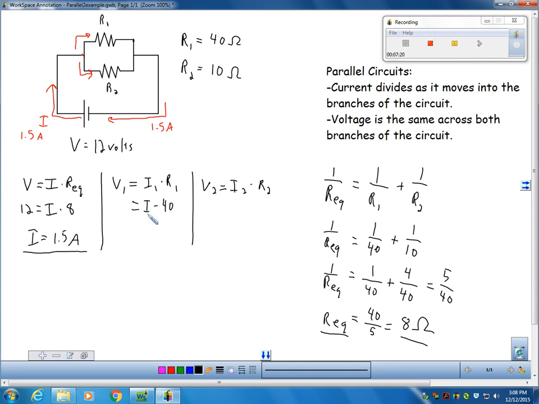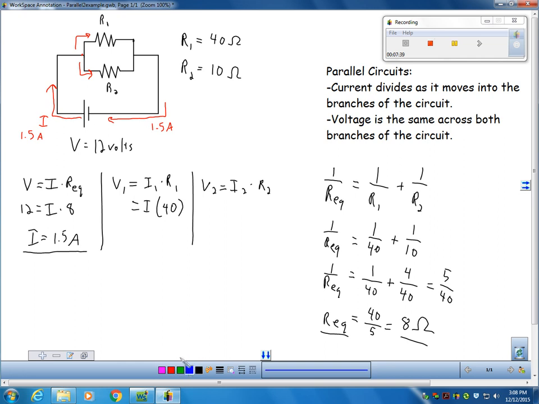Let's see if we can improve any of this. Hey, how about parentheses instead? See if that works. Great. So 40I is equal to our voltage. But what do we put in for voltage? What's the voltage across this part of the branch?